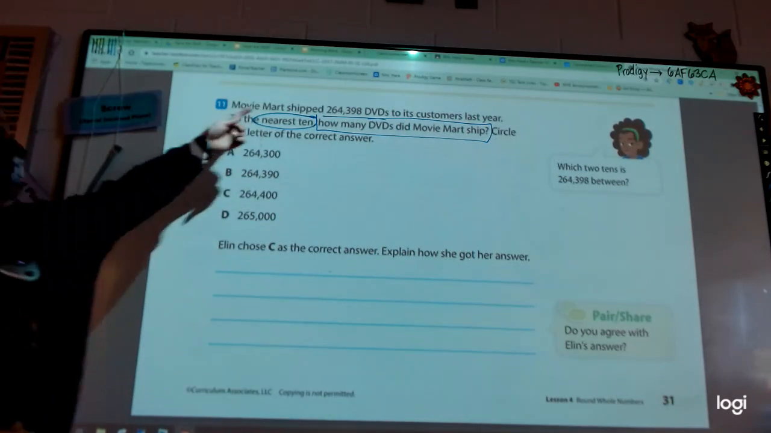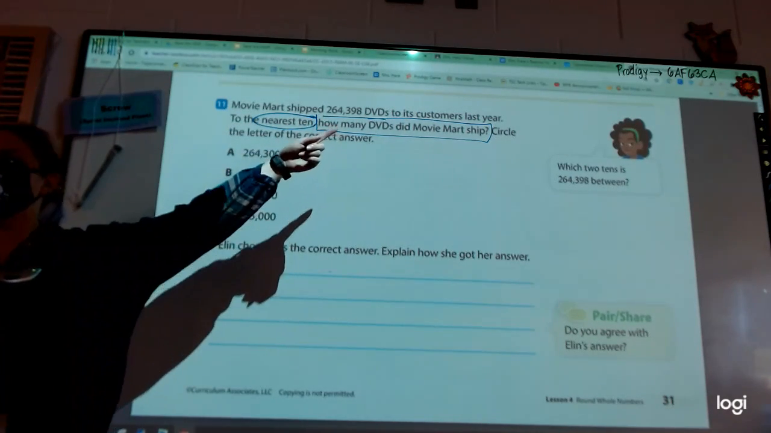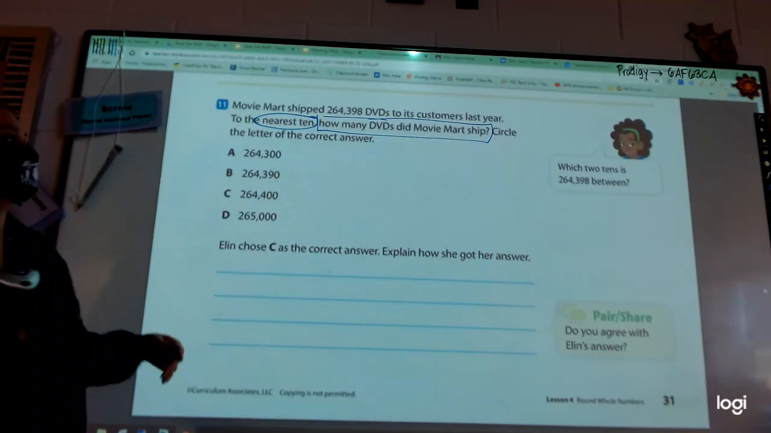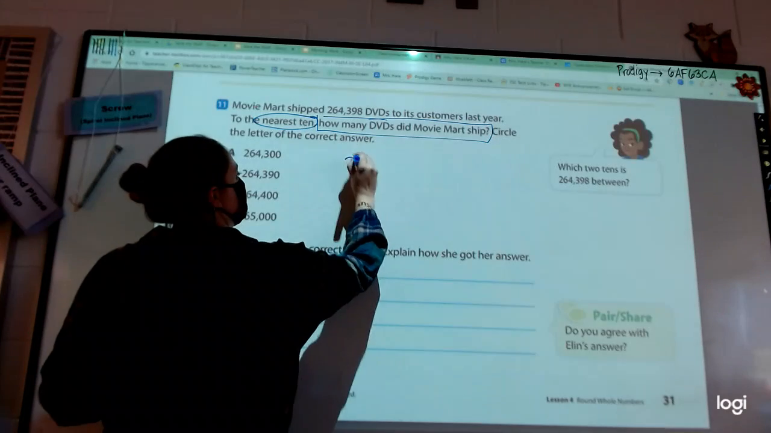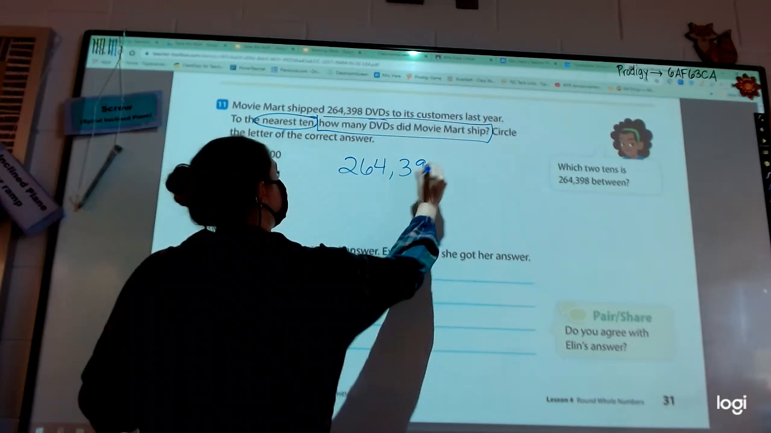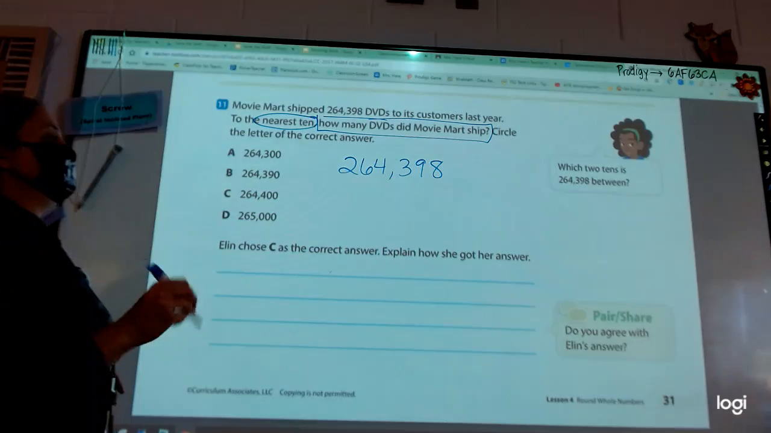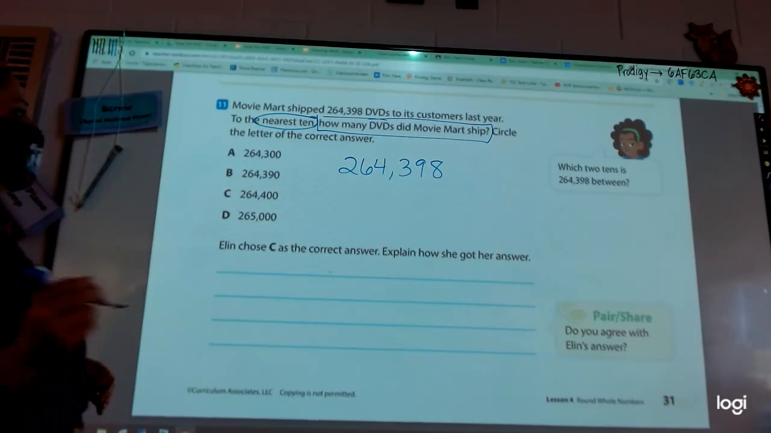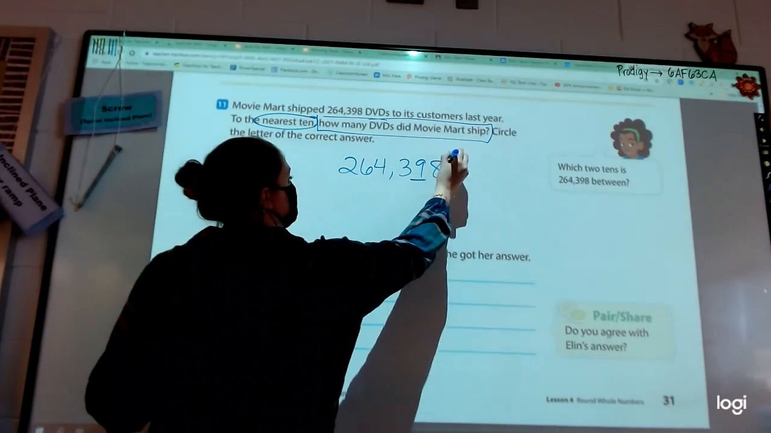All right, now they told us how many they shipped. So what are we asked to do in this question? Noah? Round to the nearest 10. Okay, that's it. So let's copy your number down so we don't make a silly mistake. And we're rounding to the nearest 10. So which digit should I underline? Josiah? The 9. The 9, good. Then we circle the 8.